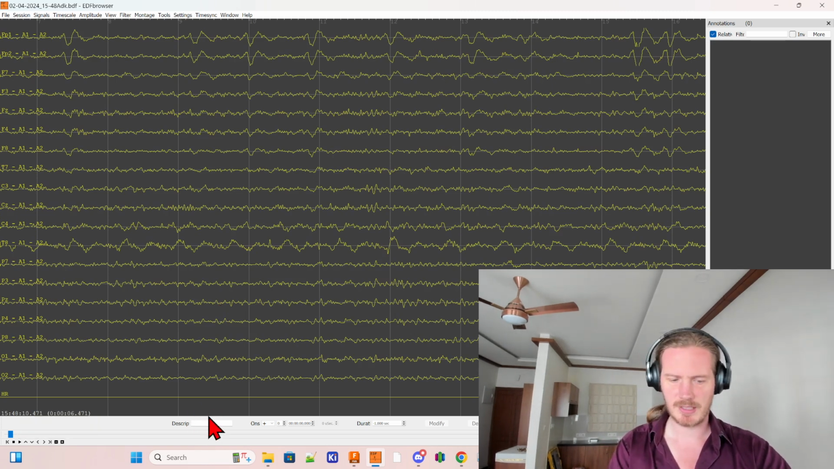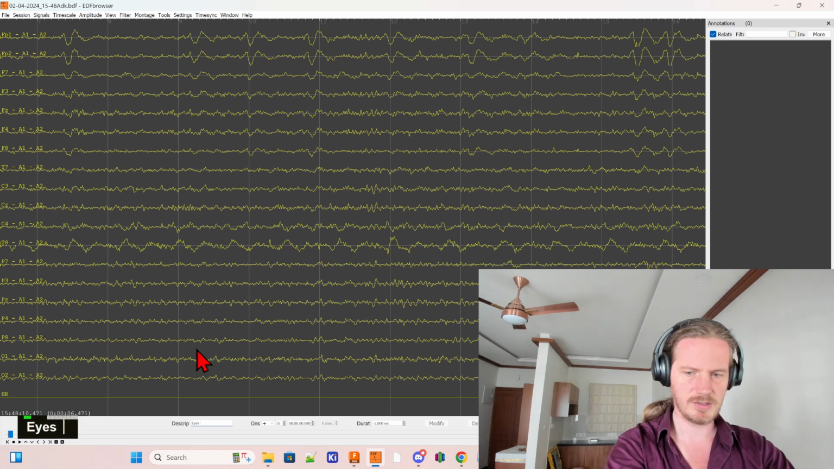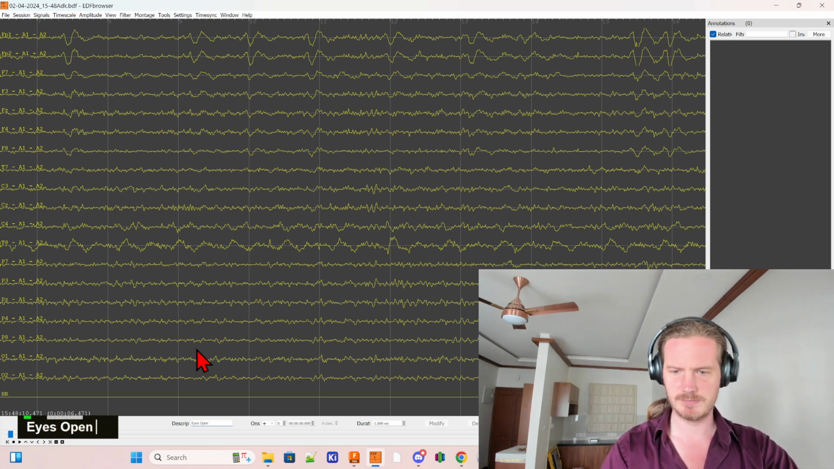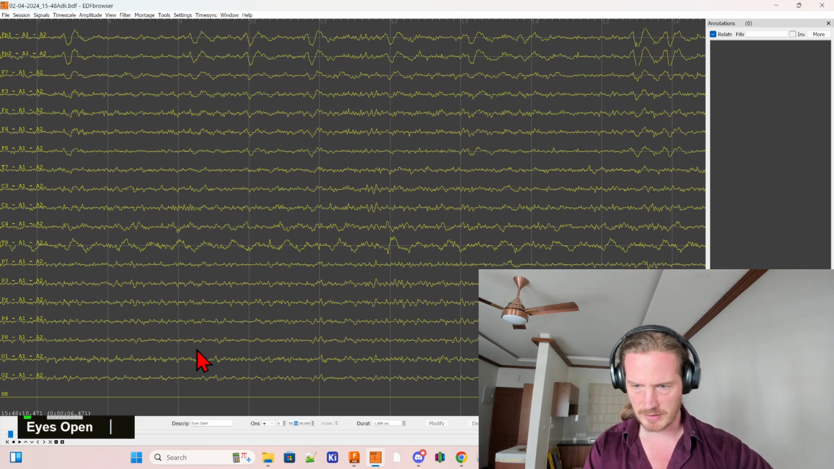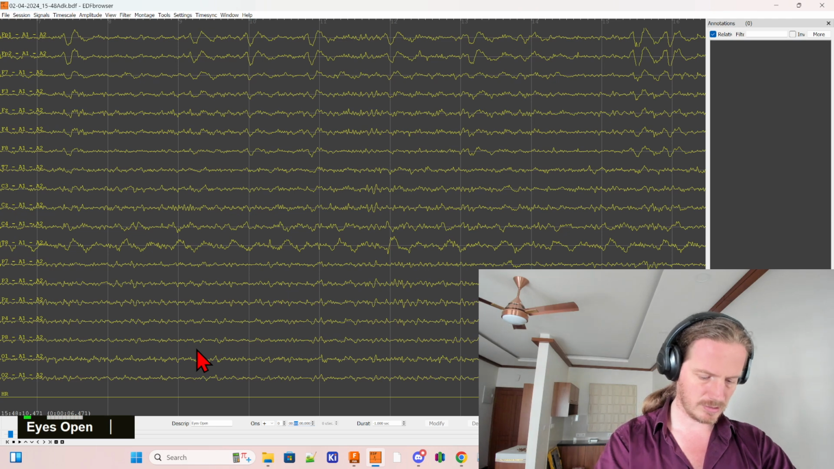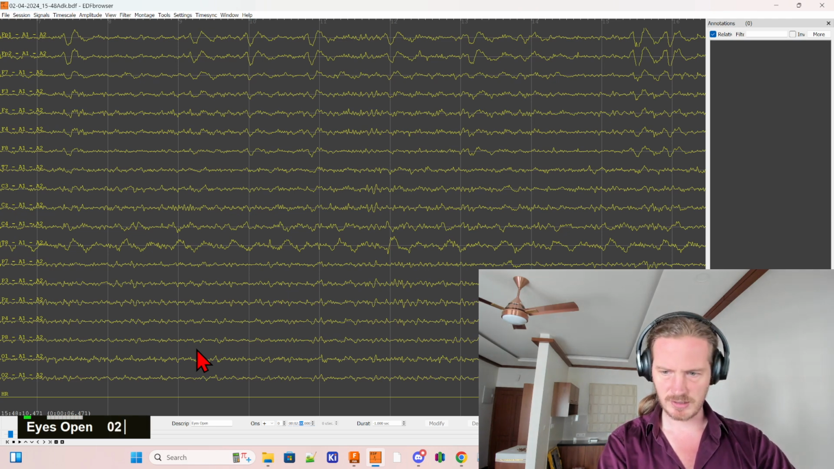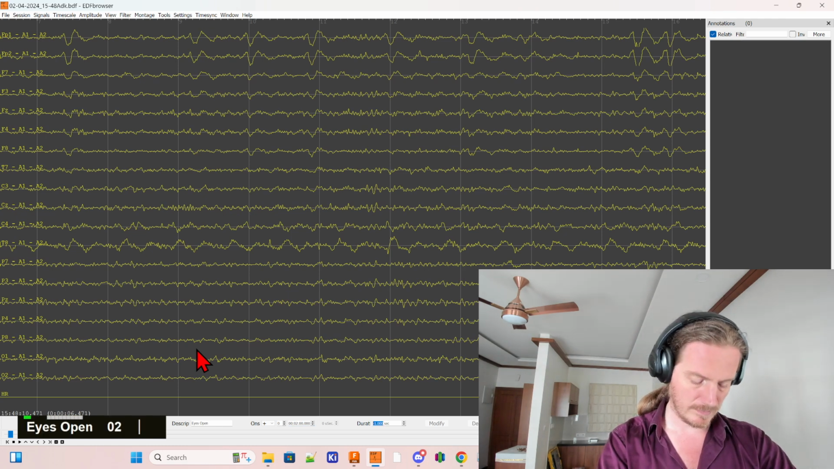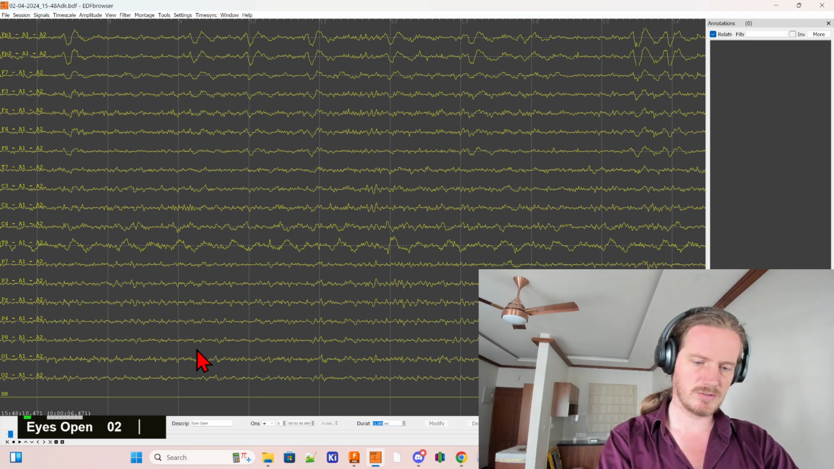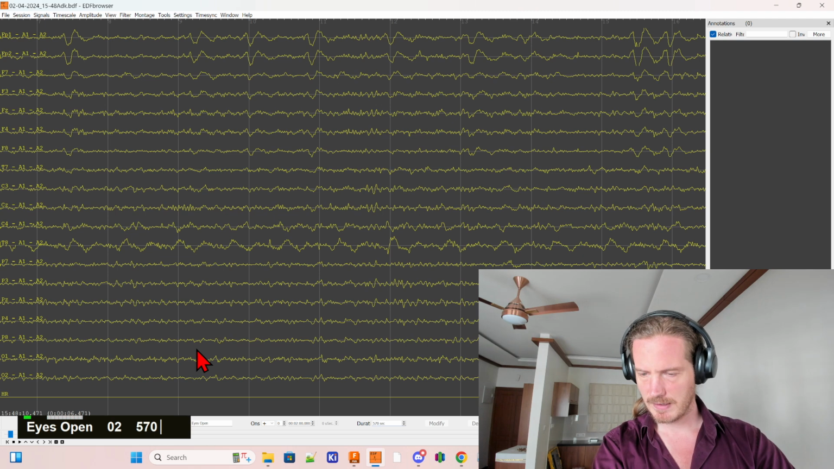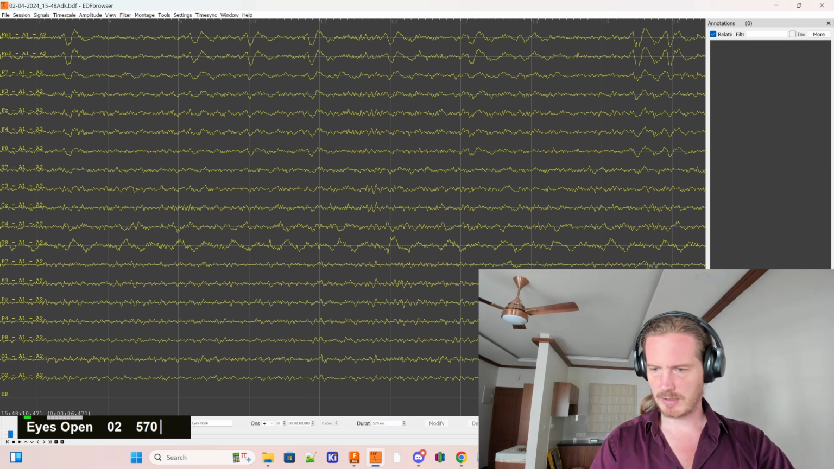So here I will type eyes open, and then with the tab I'll navigate to the right location. It was at 2 minutes and 0 seconds, and it had a duration. It was for 9.5 minutes, so that is 570 seconds. And then I will click create. Okay, now you can see here we have that annotation.